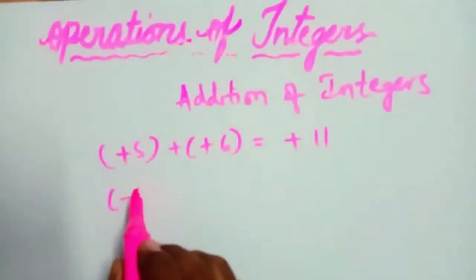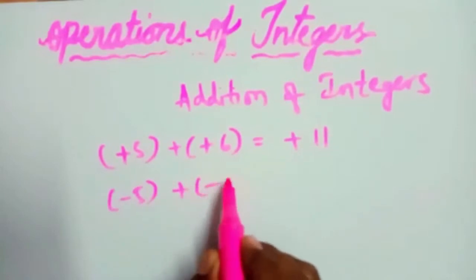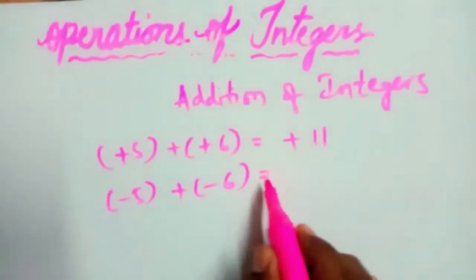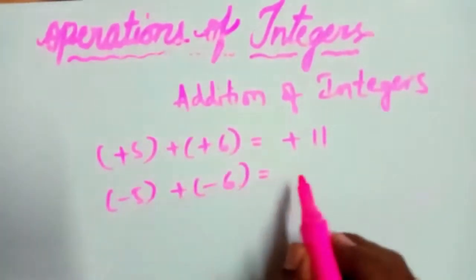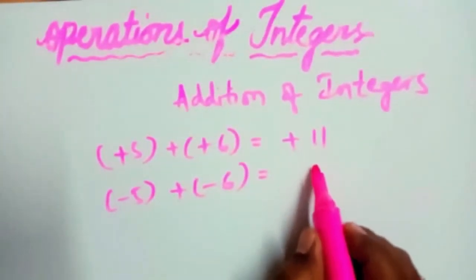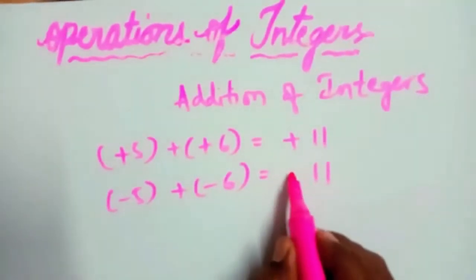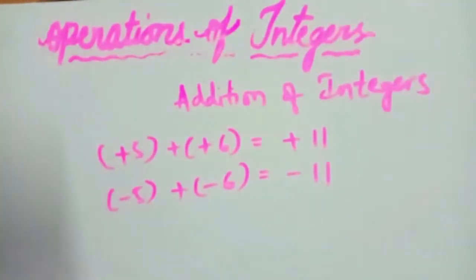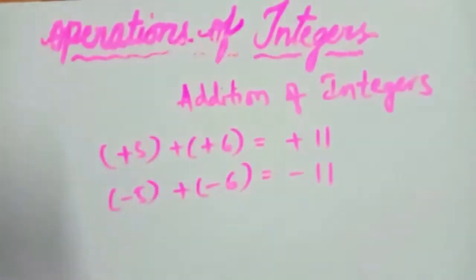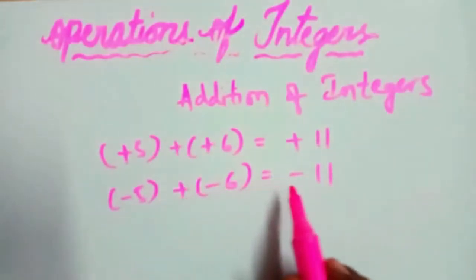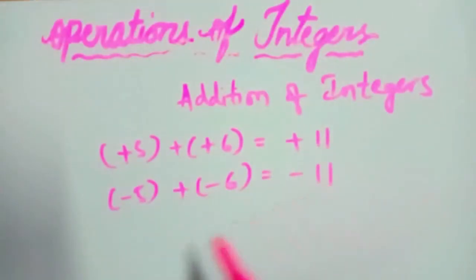For example, if I'm adding both negative integers, we need to add the numbers. So 5 plus 6 is 11, but we need to keep the negative sign for the answer. If we are adding both positive numbers, we will get a positive answer. If we are adding both negative numbers, we will get a negative answer.